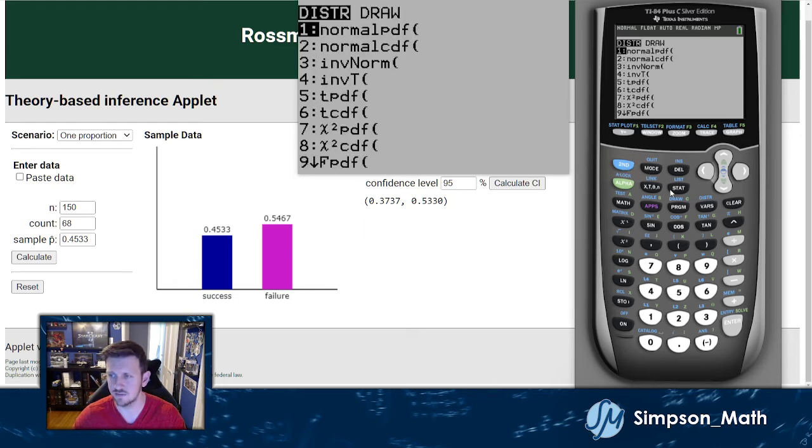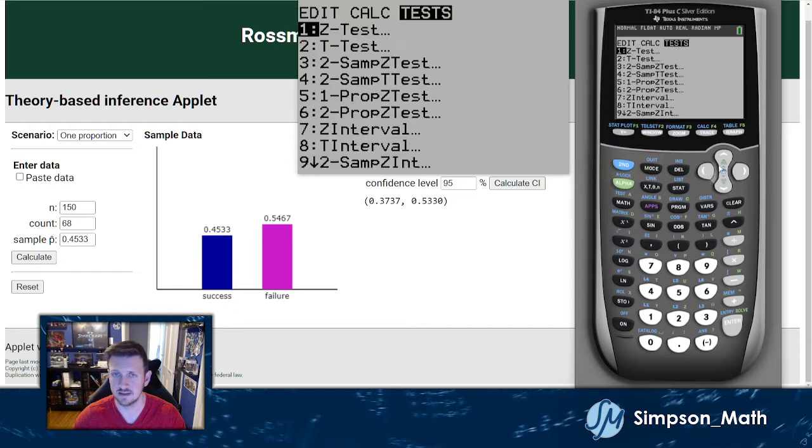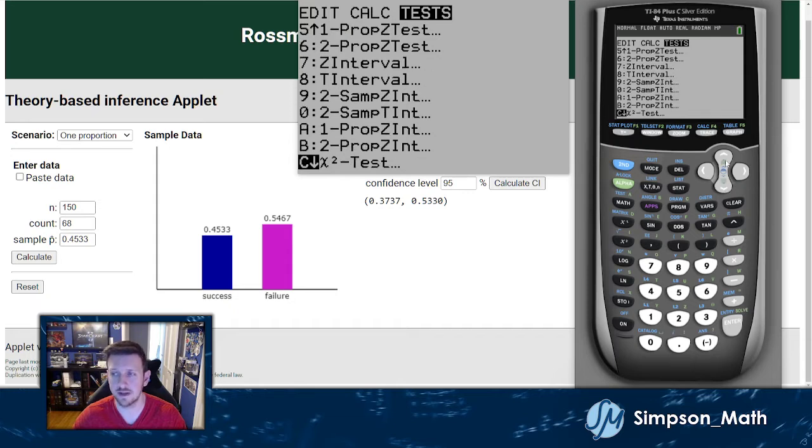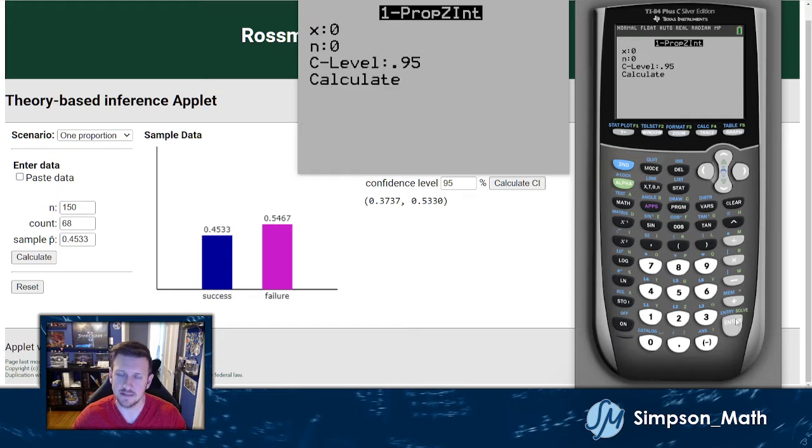And we go back to, wrong one, go back to stat, tests. So let's scroll down past that, until we get to, here we go, letter A, the 1-PropZInt. So you could just press the math button, which would be alpha A, to jump directly to it as a shortcut, or 1-PropZInt, and so let's select that. And then it just asks a few questions, just like this theory-based inference asks.